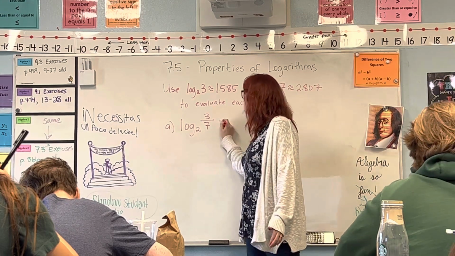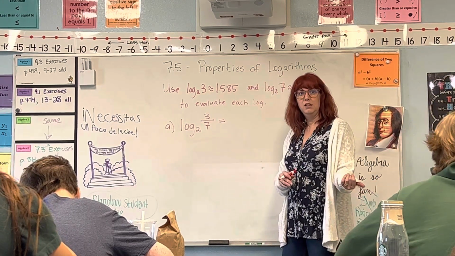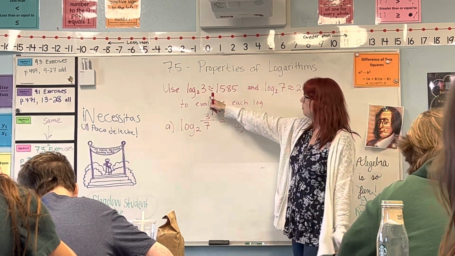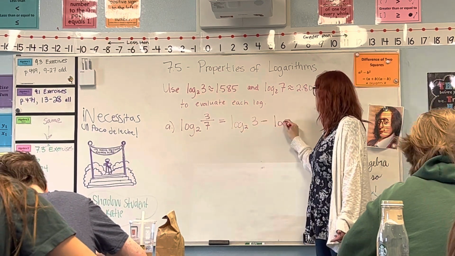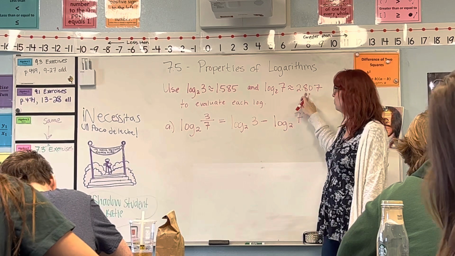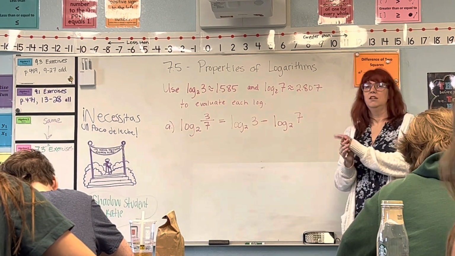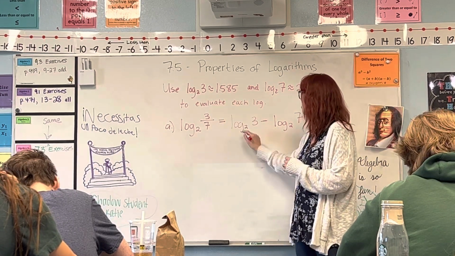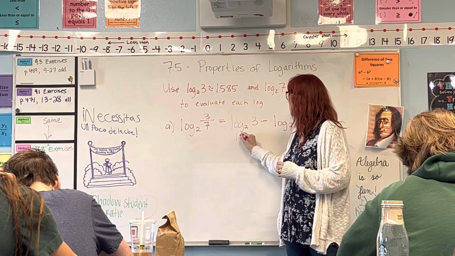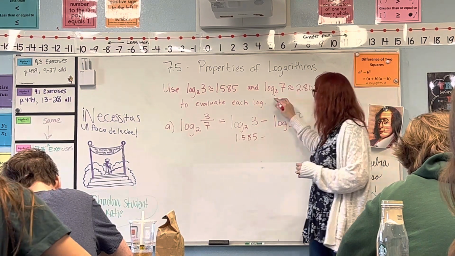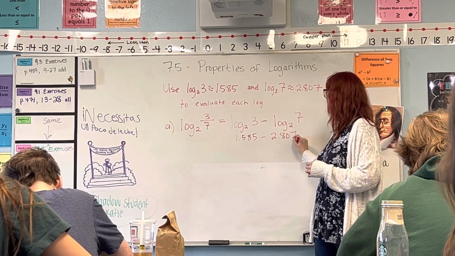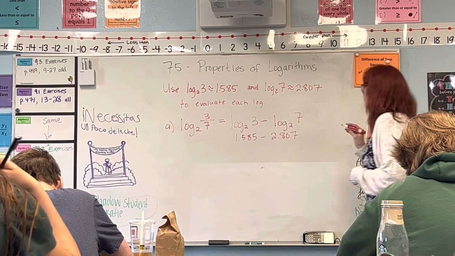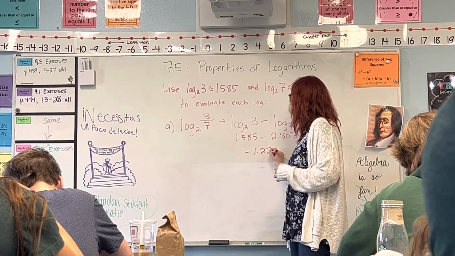So how can I split up division based on our properties? Subtraction. I can turn this into log base 2 of 3, which I have a number for, minus log base 2 of 7, which I have a number for, and I can figure all this out without needing to use the log buttons. So log of 3 is 1.585 minus log base 2 of 7 is 2.8. So it will be a negative number? Yes. And so that is negative 1.222.